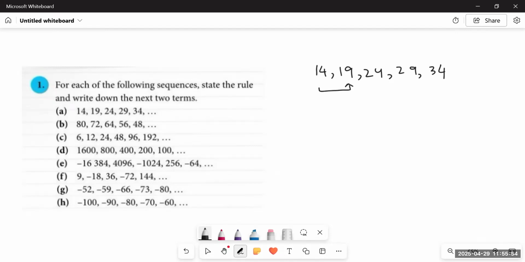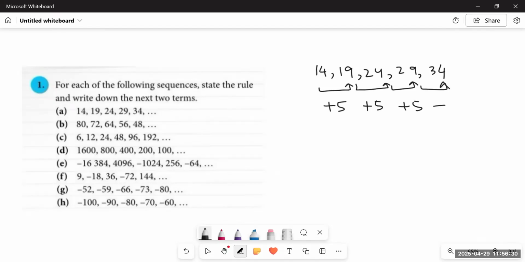So what are we going to do? We will simply count until we get 19. So 15, 16, 17, 18, 19. What am I doing? I'm adding 5 to it. Now I will check whether this is being applied between the second and the third term also. So I'm going to start adding 5 to 19. So 20, 21, 22, 23, 24. So you see, every time I just have to add 5 to get the very next term.